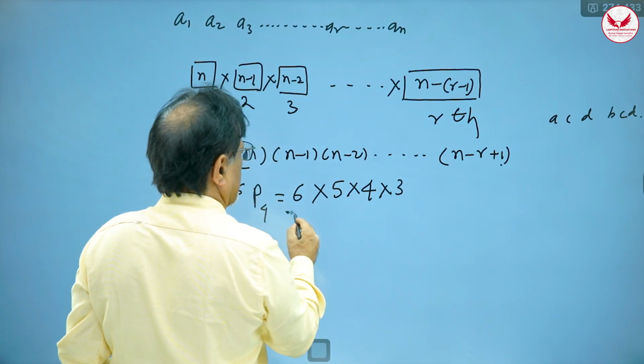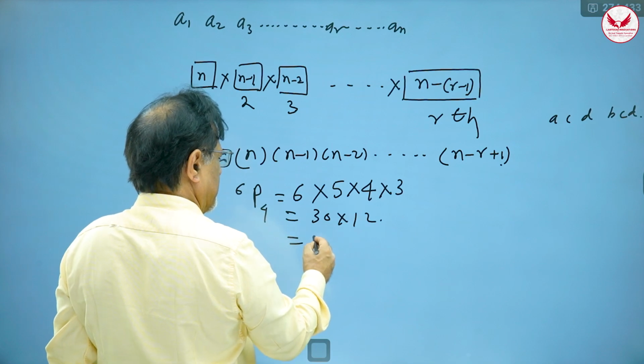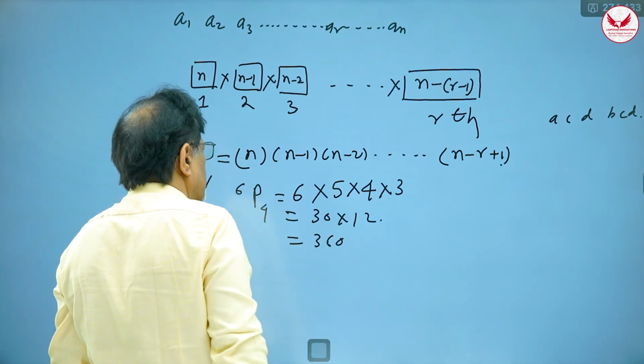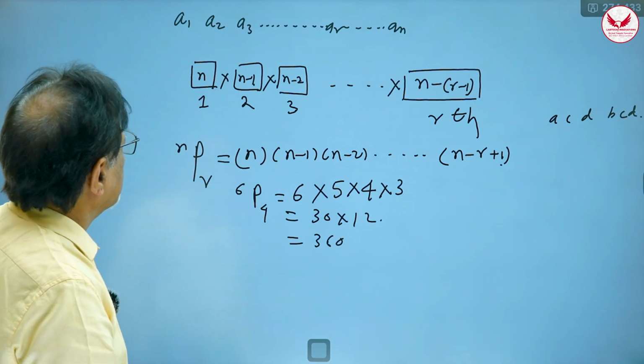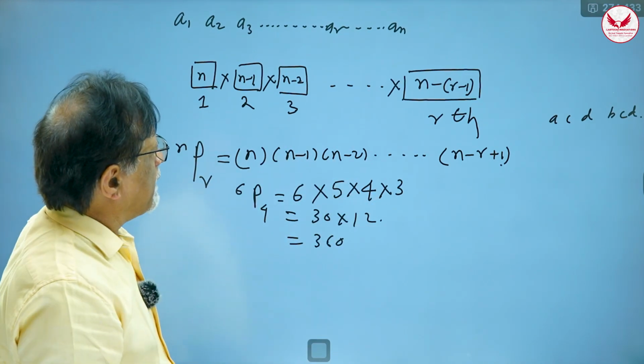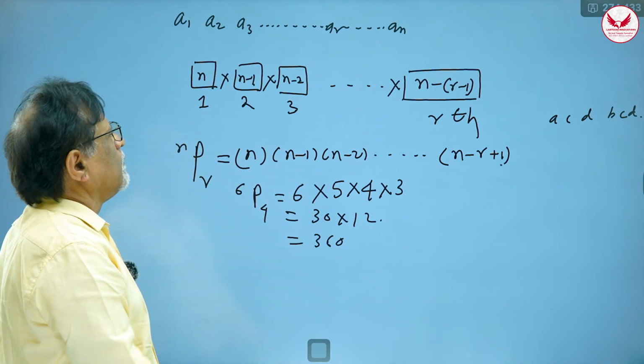So this is equivalent to what? 30 multiplied by 12, which is 360. So 6P4 is equal to 360, correct? Now, this is a very simple way of calculating, but sometimes it is quite laborious, so we can take another way of looking at this formula.